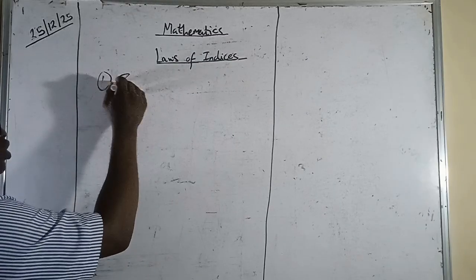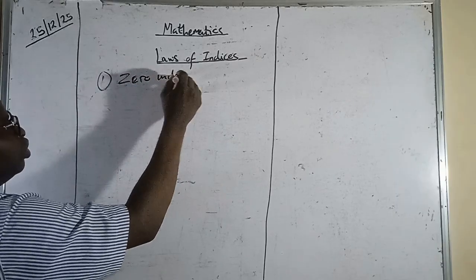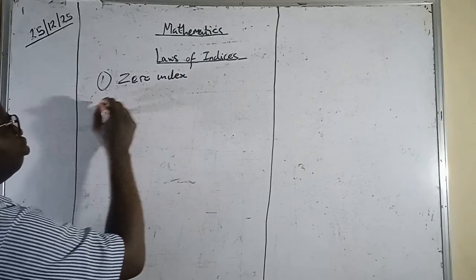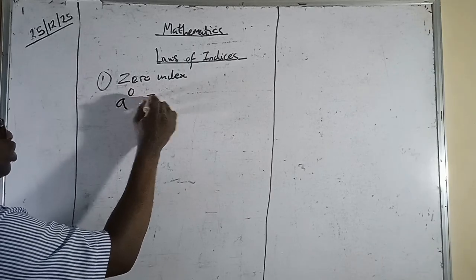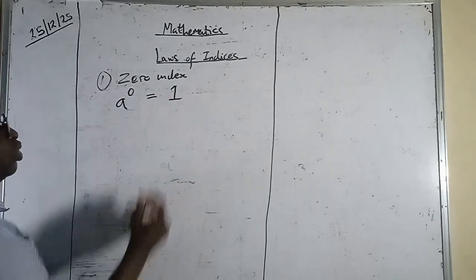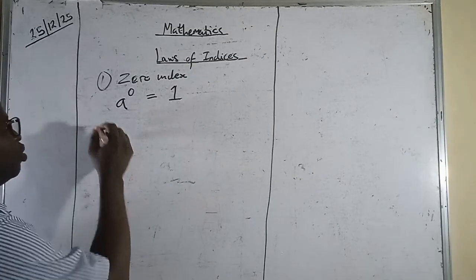Number 1 is the zero index law. The zero index law means something like this: anything raised to power 0 is always 1. That's the zero index law. Anything raised to power 0 is always 1.